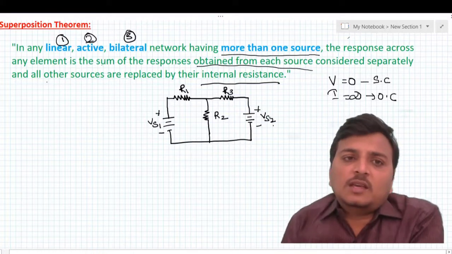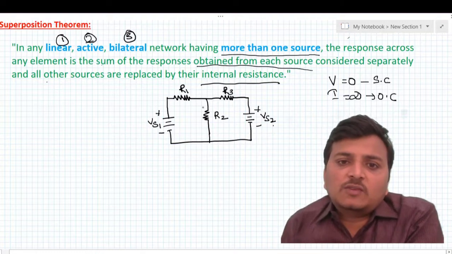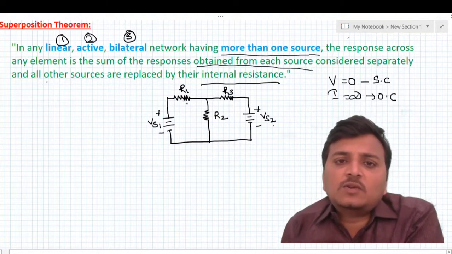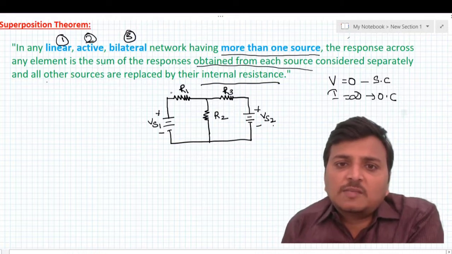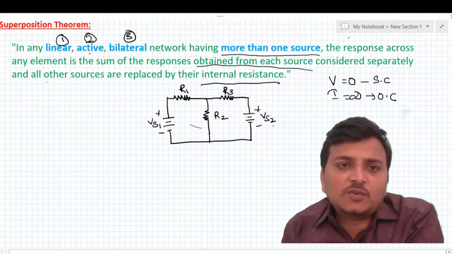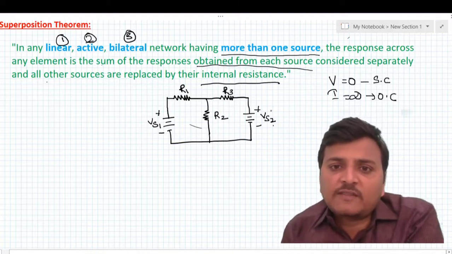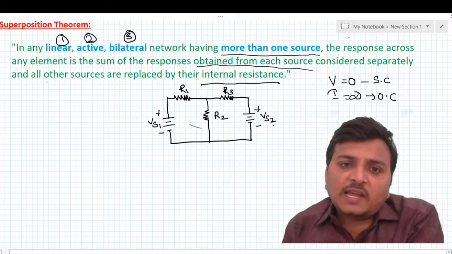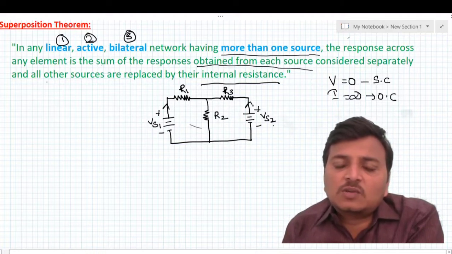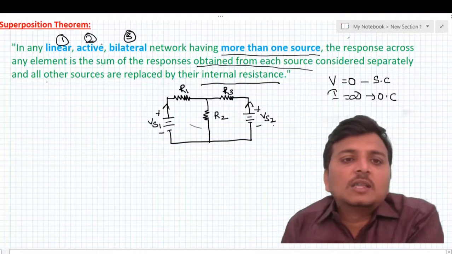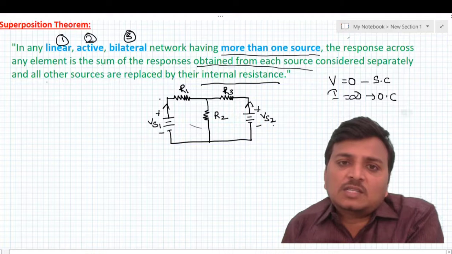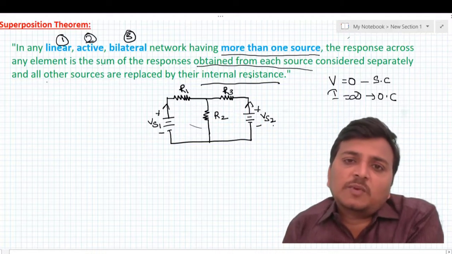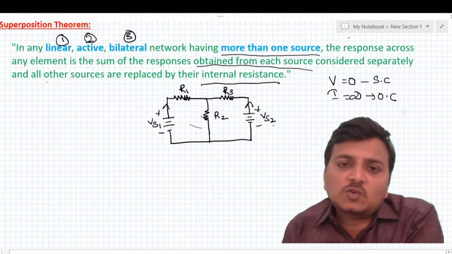Now check here. If you consider this circuit, first we have to go through the statement. Is it a linear circuit or not? Of course, the circuit has three simple linear elements, resistors R1, R2, R3, so it is linear. And the circuit is active. How is it active? Because it has two active sources supplying energy to the circuit. And bilateral: the resistors R1, R2, R3 are all bilateral elements. So the statement is valid for this circuit, and I can apply the superposition theorem because it has more than one source. Two sources are there.